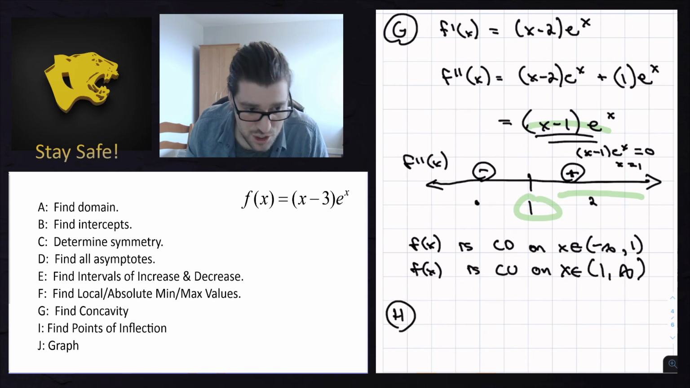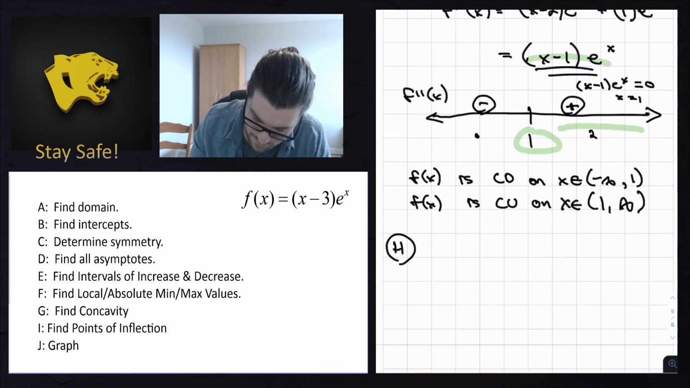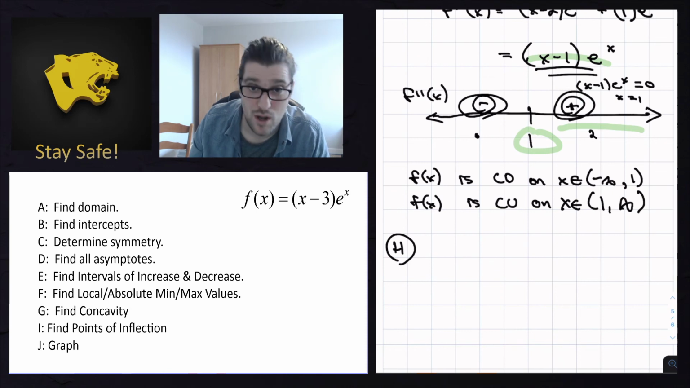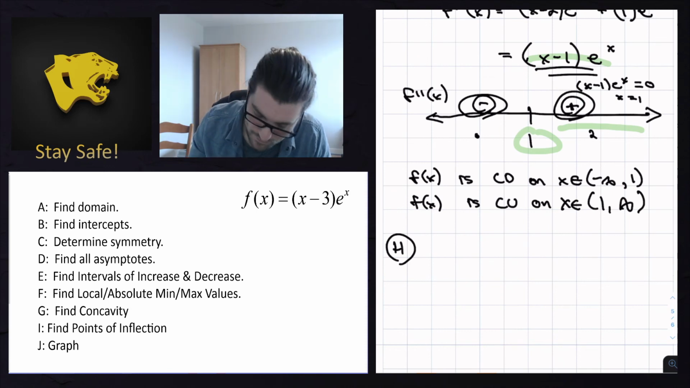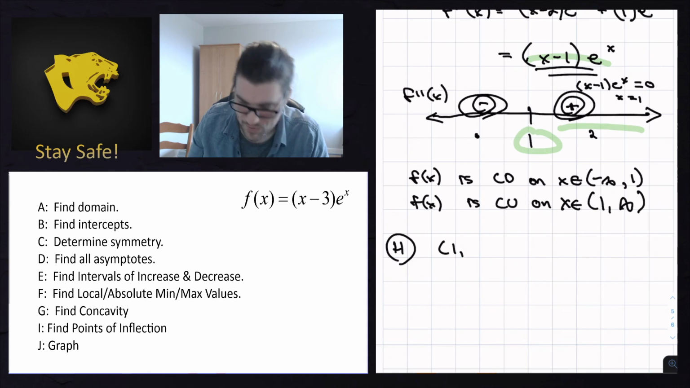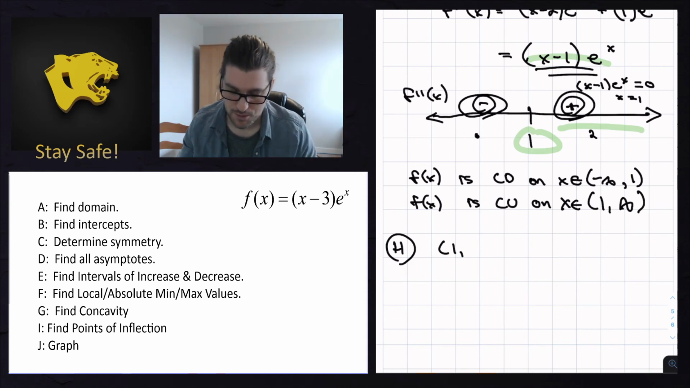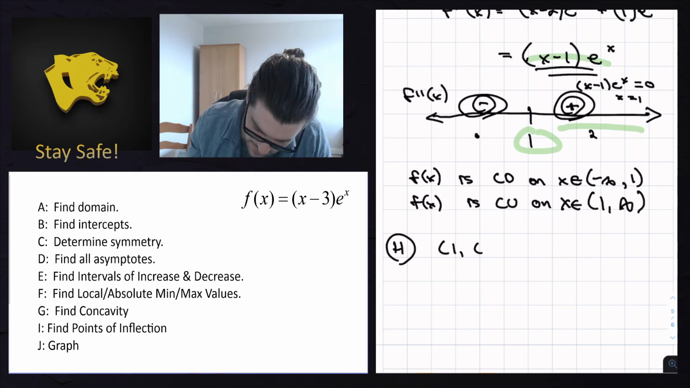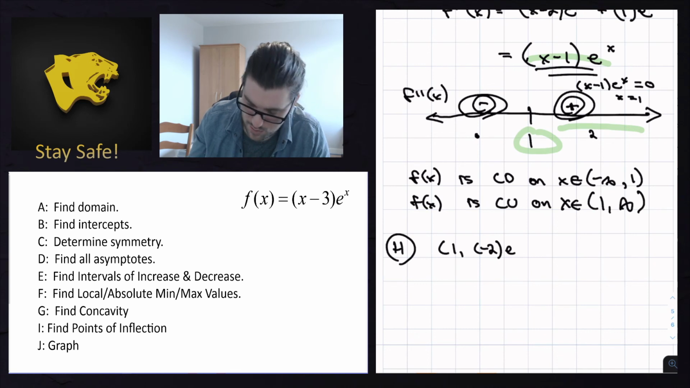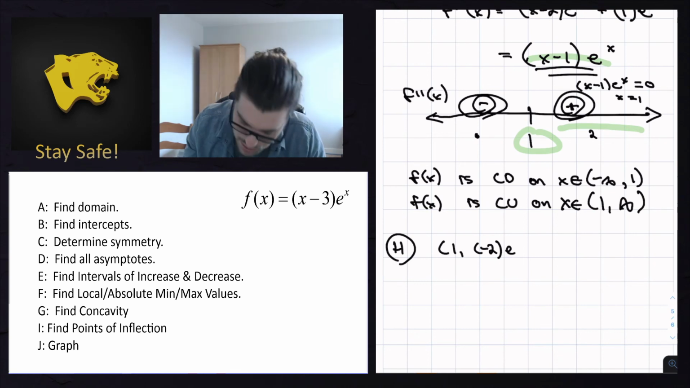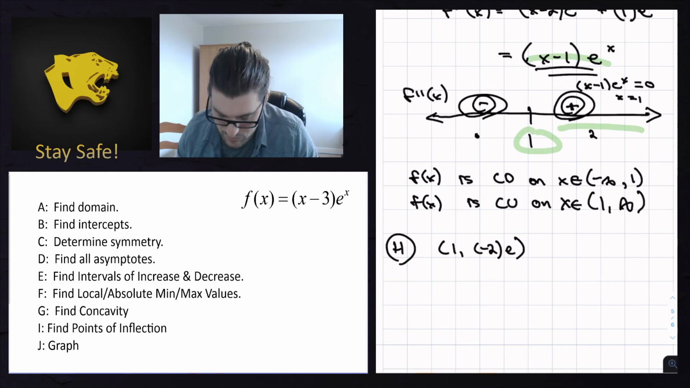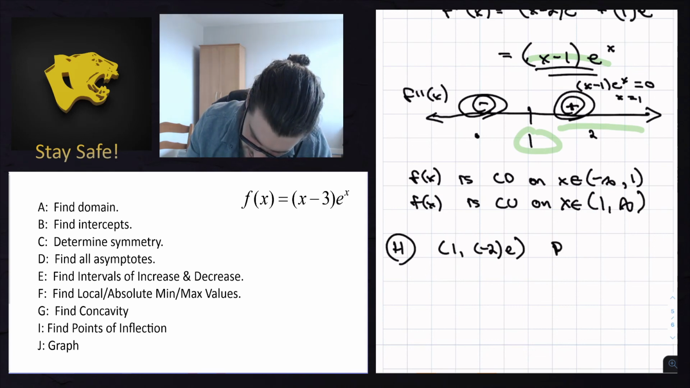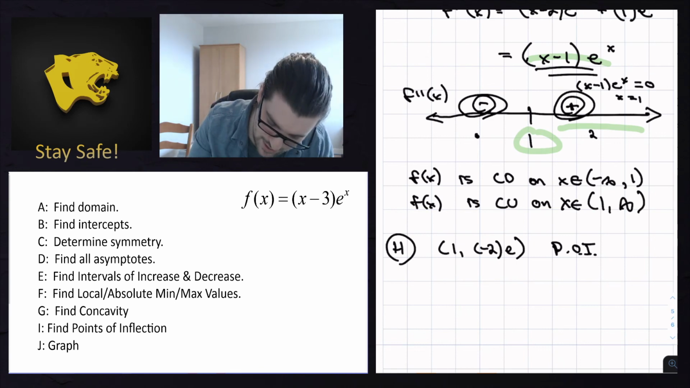Now we're going to do H, find points of inflection. So the point of inflection, it does switch between negative and positive. So there is a point of inflection, and it occurs at 1, comma, whatever 1 is in the original function. So the original function is x minus 3. So it's 1 minus 3 is negative 2, and then e to the 1, I believe, because it's e to the x. So just e. So negative 2e, point of inflection. So I'm just going to call it POI. Whoops. POI. That was really, really messy.